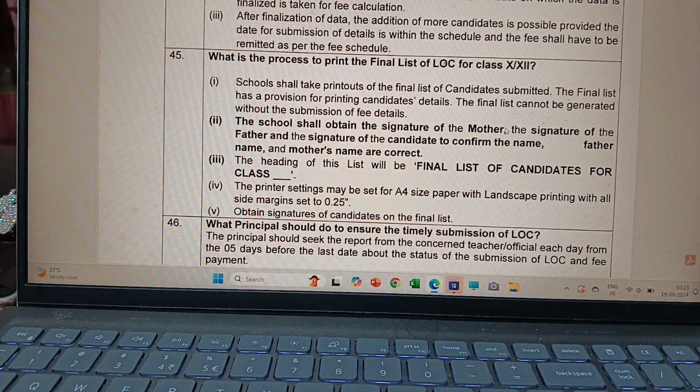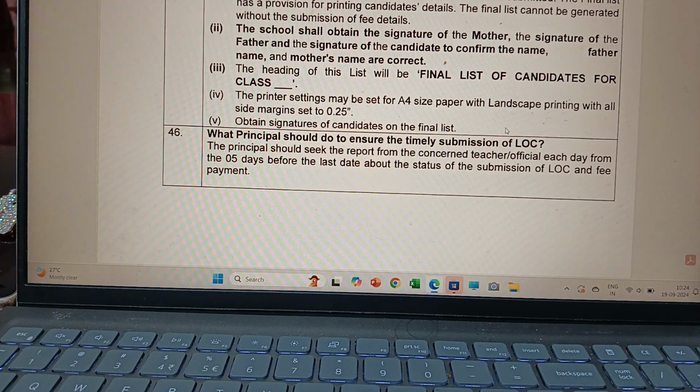Second point, the school shall obtain the signature of the mother, the father and the candidate to confirm that the name, father's name and mother's name are correct. Third point, the heading of this list will be final list of candidates for class 10 or 12. The printer settings may be set for A4 size paper with landscape printing, with all side margins set to 0.25. Obtain signatures of candidates on the final list.